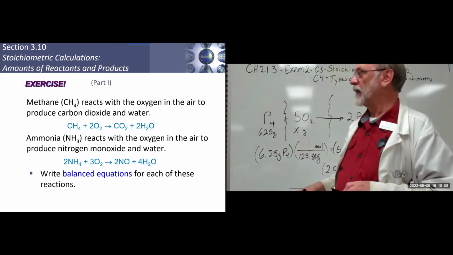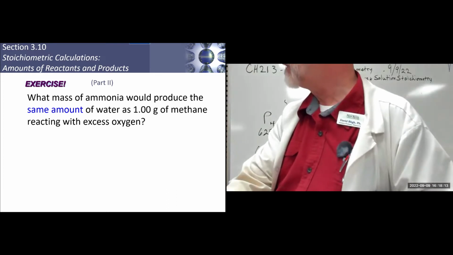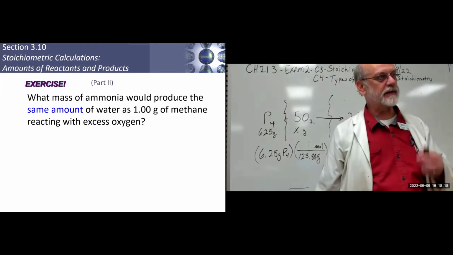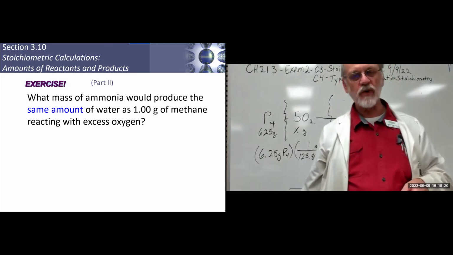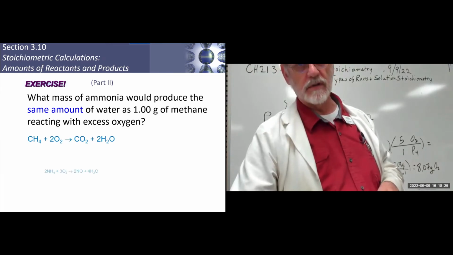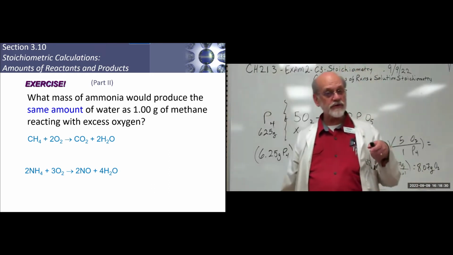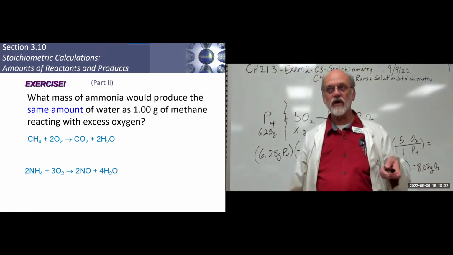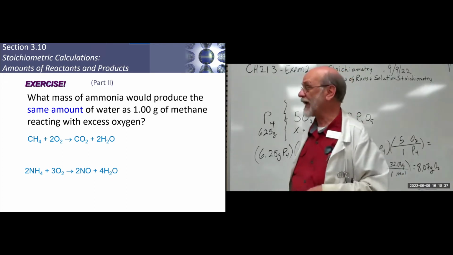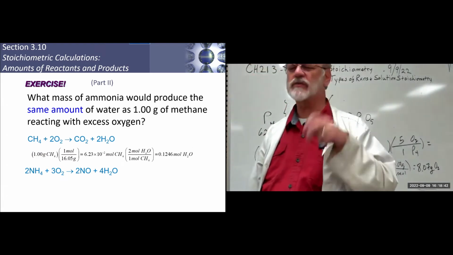Okay, once we've done that, now we're gonna ask the question: what amount of ammonia would produce the same amount of water as 1 gram of methane? So how would you approach this problem? Okay, well, if they're going to produce the same amount of water, don't you need to know how much water is being produced by the one that you're given? You got 1 gram, so you need to know the moles.